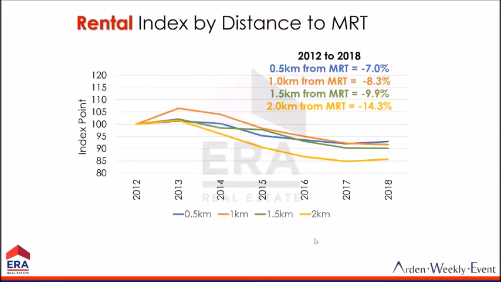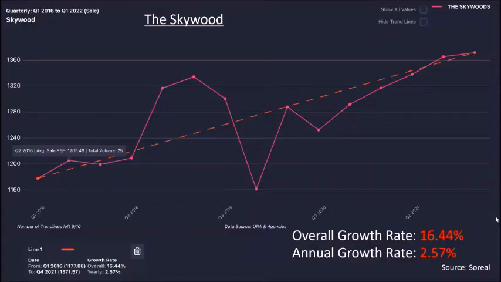Okay. So overall growth rate 16.44% is better than the 11.34% and better than the annual growth at 2.1. So has Skywood outperformed the norm? Answer is yes. Is it better than the norm? Answer is yes. So Skywood's not bad.